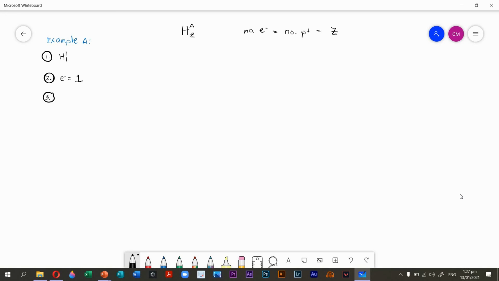The electronic configuration for hydrogen looks like this: 1s1. Can you confirm this on your periodic tables? Can you see 1s1? I'll give you a moment. Pause this video if you need more time. Remember that.